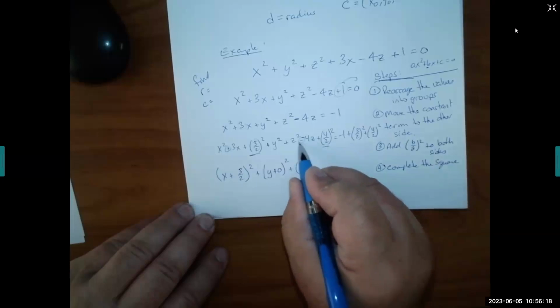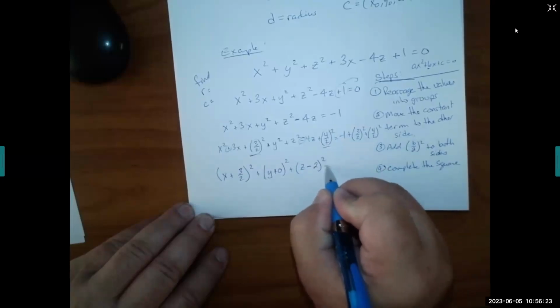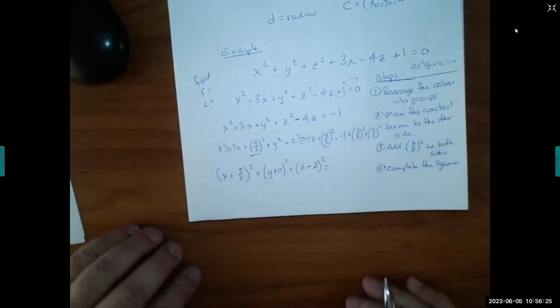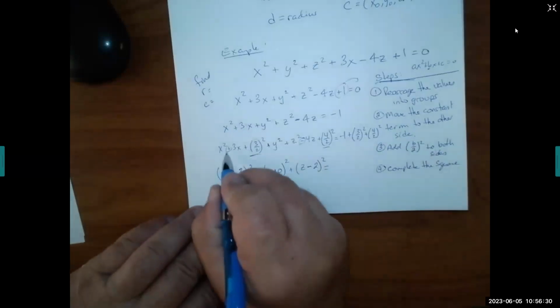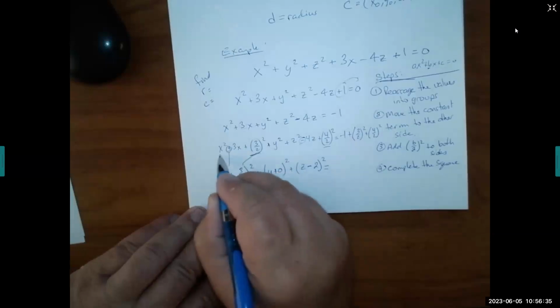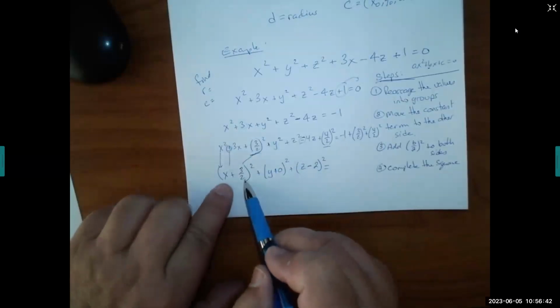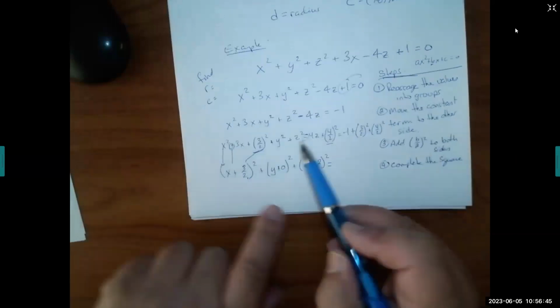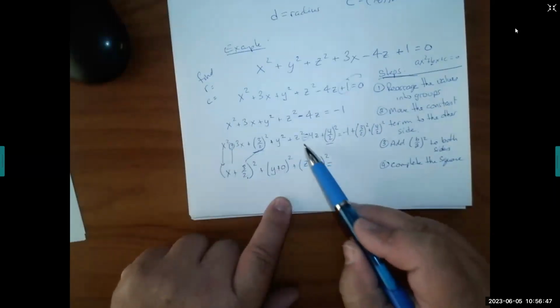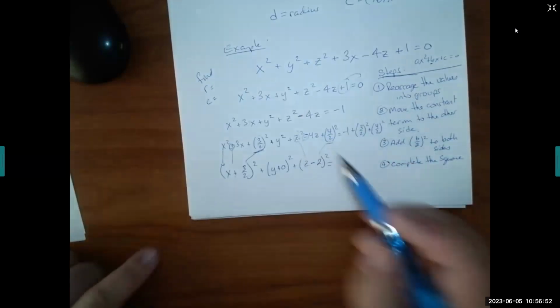And z, use the first sign. 4 divided by 2 is 2. All I use is the first sign and whatever's inside the parentheses. Basically, whatever's under the squares are the numbers, and whatever the first sign is.